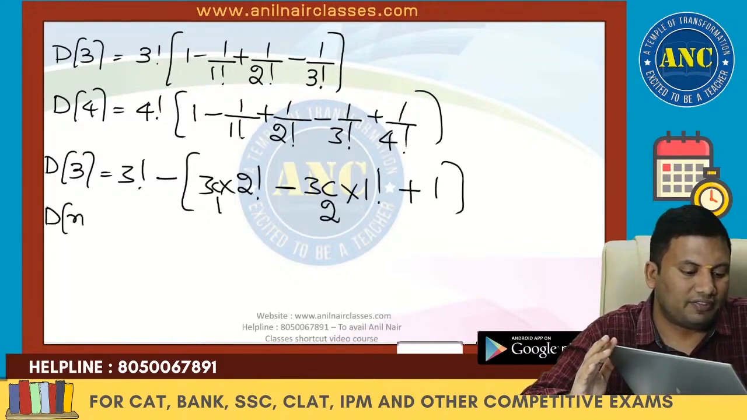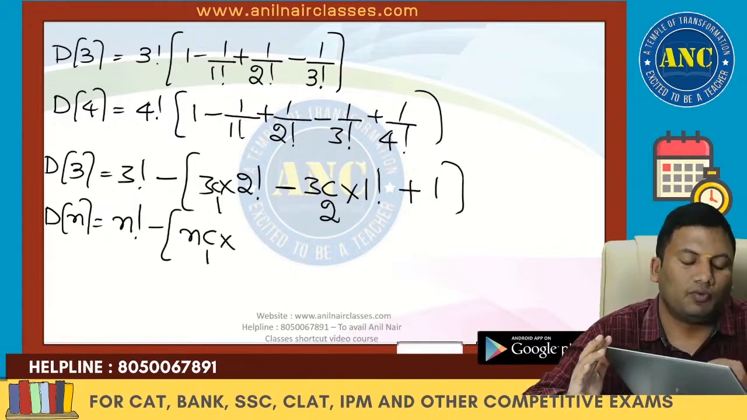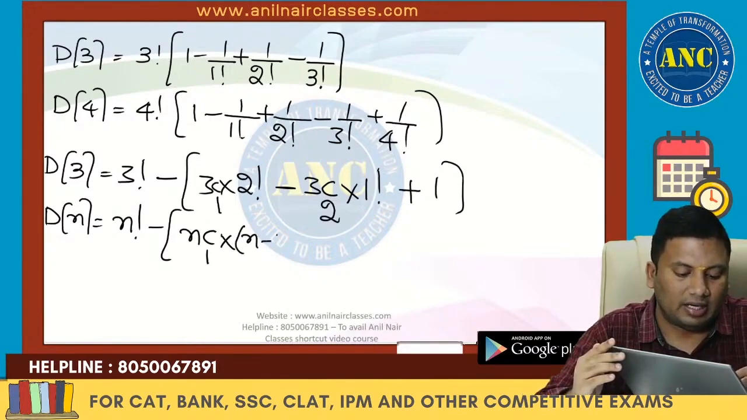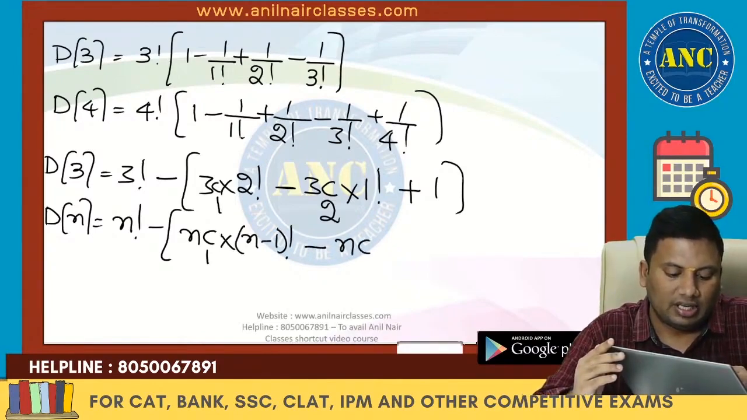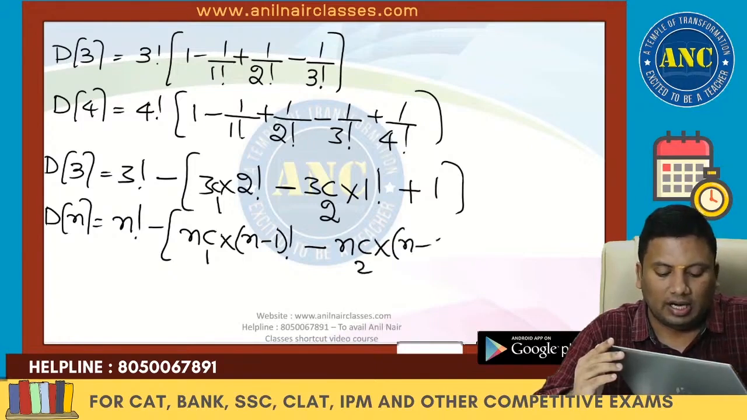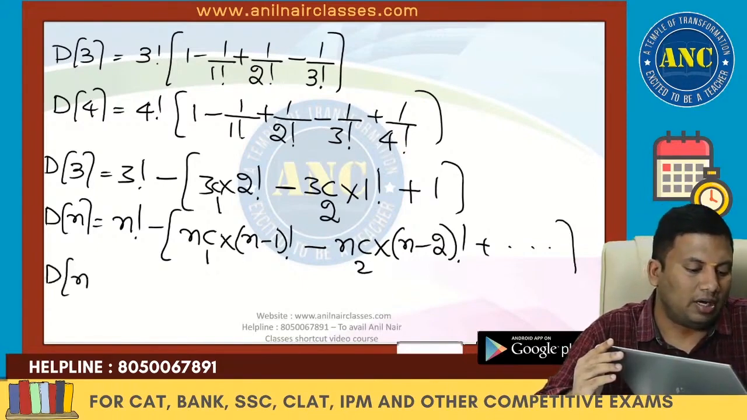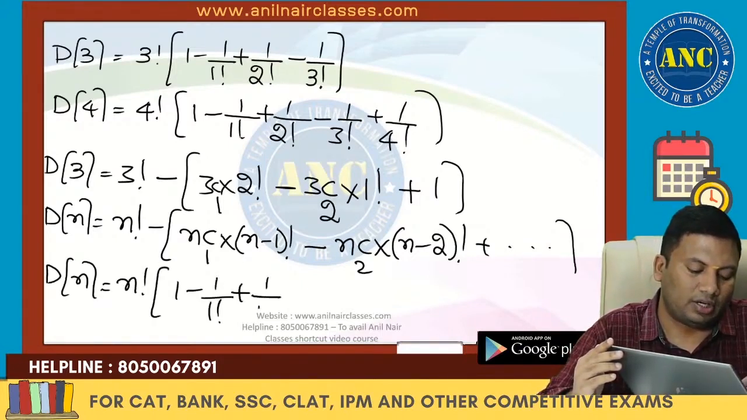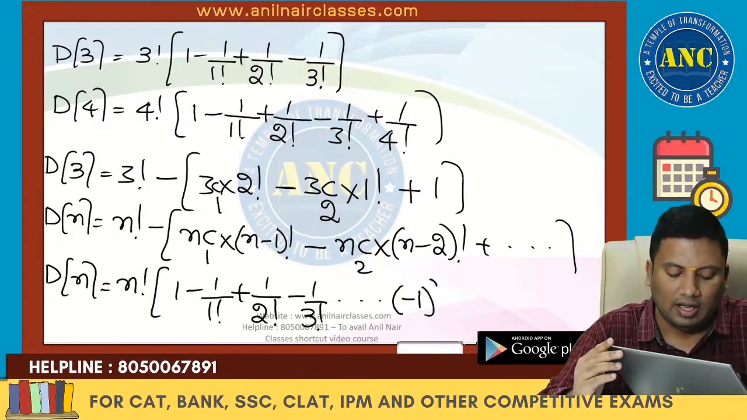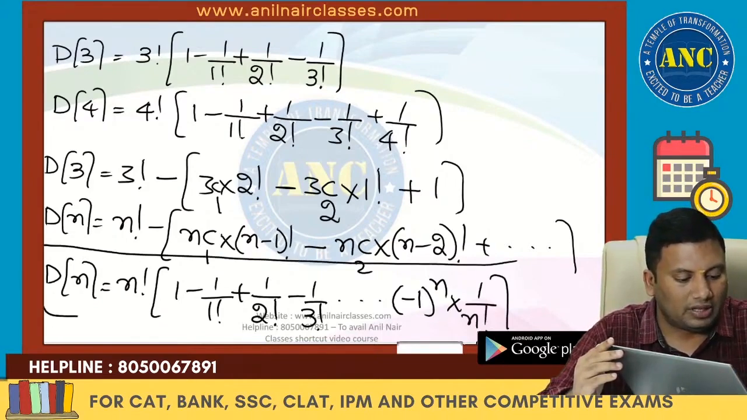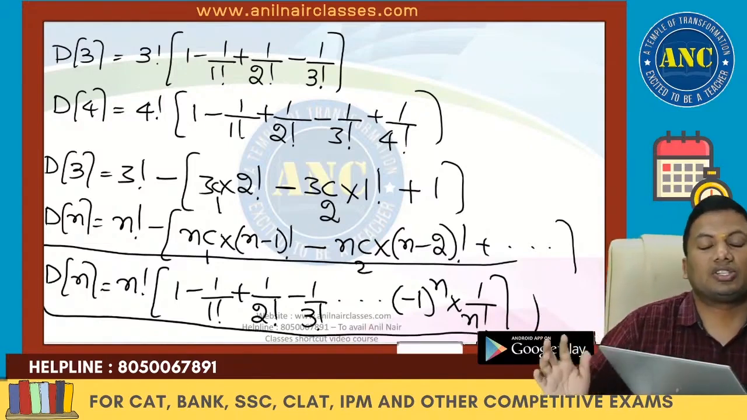If it is instead of 3, it is n factorial minus nC1 times remaining, which is n minus 1 factorial; nC2 times remaining, which is n minus 2 factorial, and so on. So if I take n factorial common, this is n factorial into 1 minus 1 by 1 factorial plus 1 by 2 factorial minus 1 by 3 factorial, up to minus 1 power n into 1 by n factorial. I hope the derangement proof is extremely clear to you.